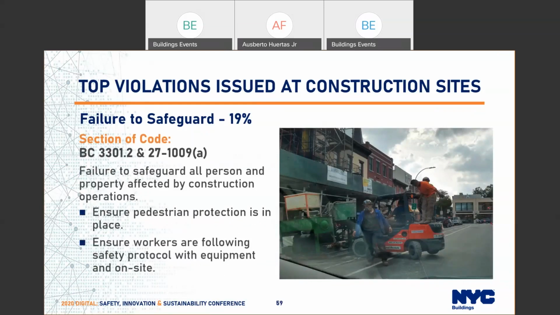A failure to safeguard violation is commonly issued after incidents occur involving injury to the public or a worker. Typical reasons for issuing a failure to safeguard violation are controlled access zones not properly set up or identified, job sites not properly secured to protect the public, not having a flagman when needed, and misuse of equipment, as you can see in this picture.